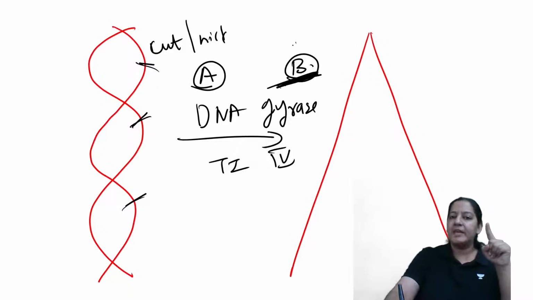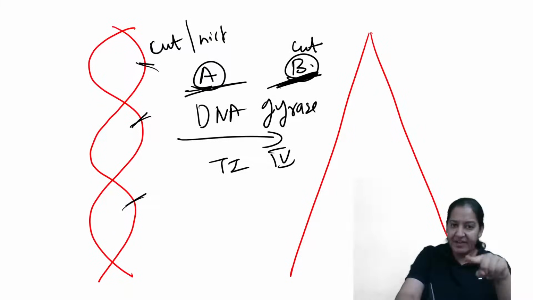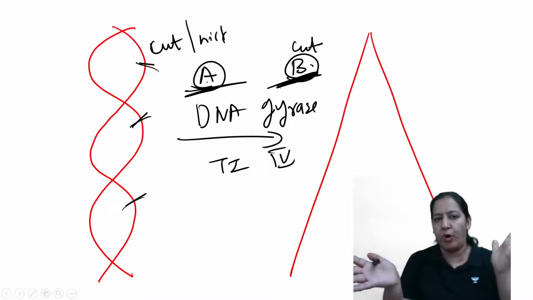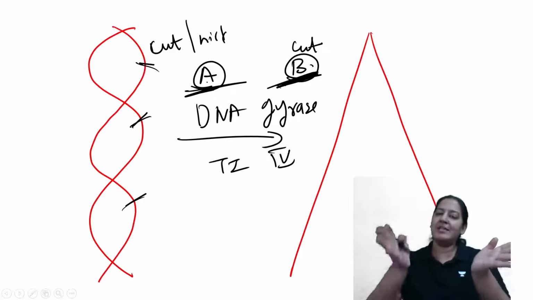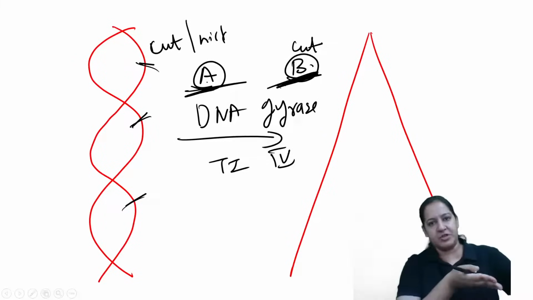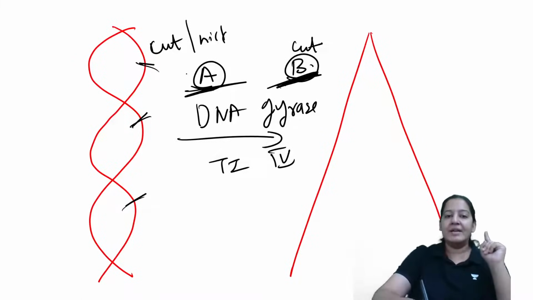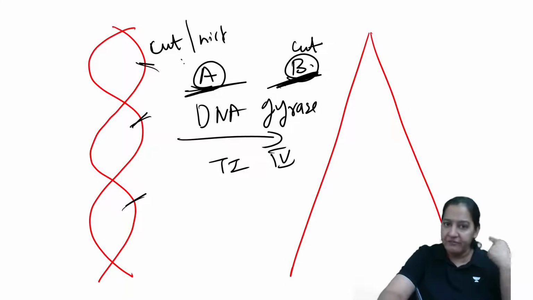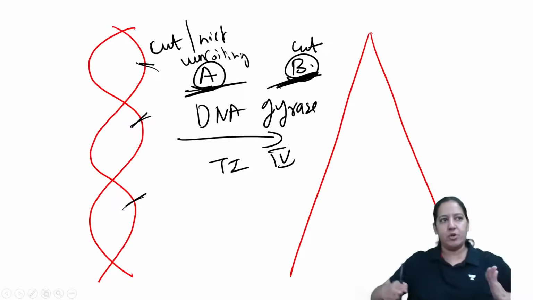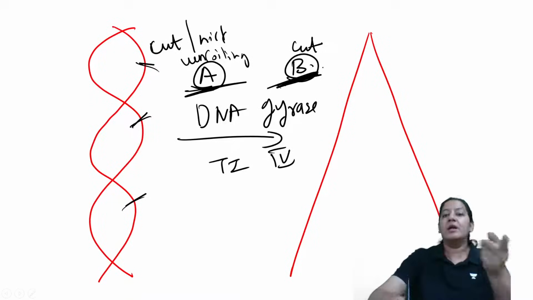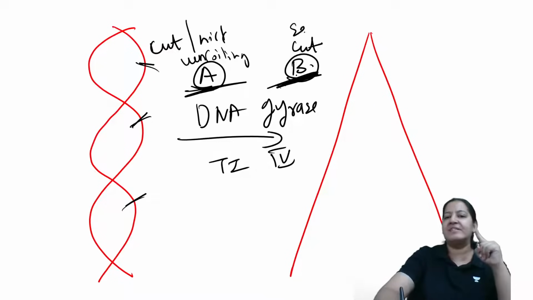So first B will come, give a cut at multiple places, then A will come. A will do the negative coiling. So if DNA is folded in this direction, A will fold it in the opposite direction, so that DNA becomes straight. That is known as unfolding, uncoiling, whatever, negative coiling. So uncoiling is done by A, right? अब uncoiling होके वो straight हो गया, right? It becomes straight. Now again B will come and again it will seal it.